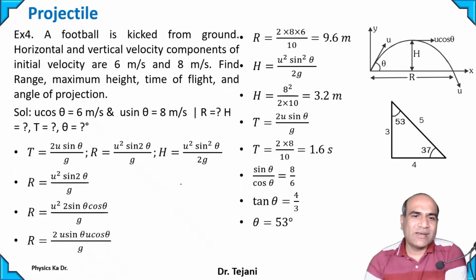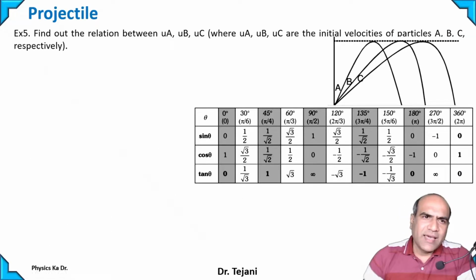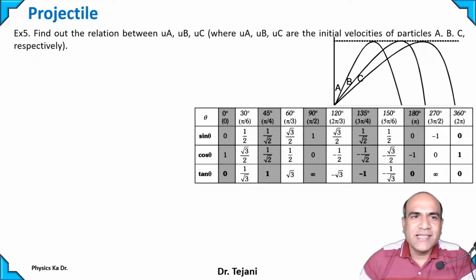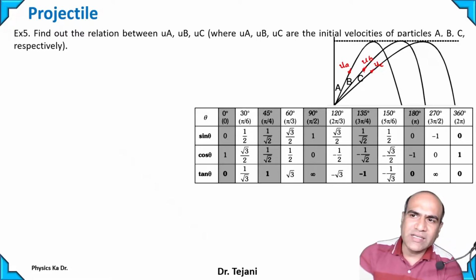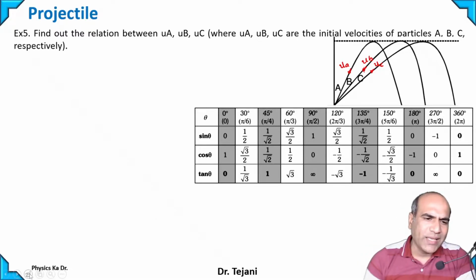Let's move to the next example. Example number 5 says: find out the relation between uA, uB, and uC, where uA, uB, and uC are the initial velocities of the particles A, B, and C respectively, and the drawing is also given.